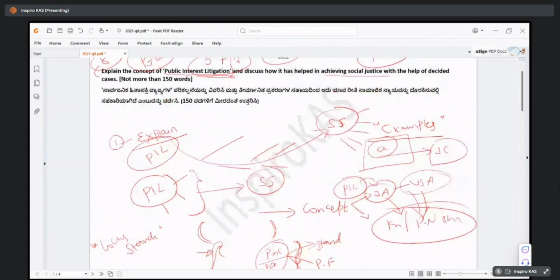So explain the concept of public interest litigation. What it is and what are the features of that.